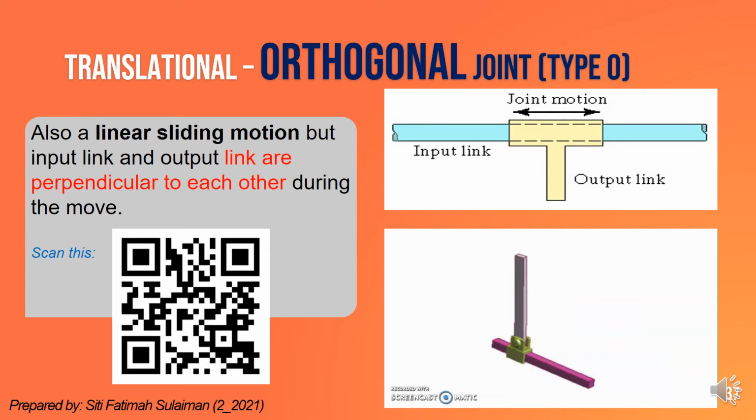Next, we have orthogonal joint or type O joint. The movement between input and output is also linear, but the input and output links are perpendicular to each other. So in this case, this is the input link and this is the output link. So for this case, the moving part for type O joint is the yellow one. So this is the moving part. So for illustration, please scan the QR code.